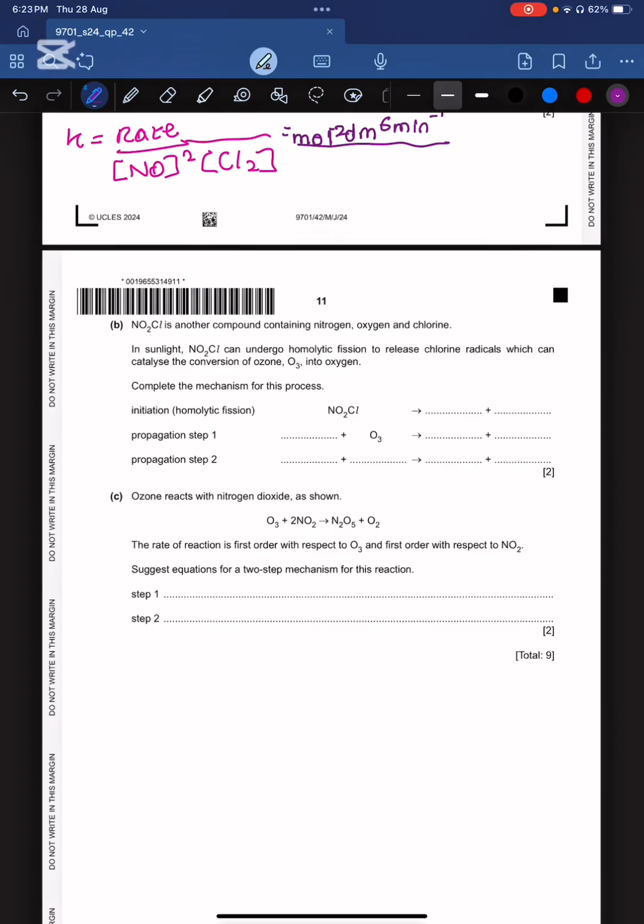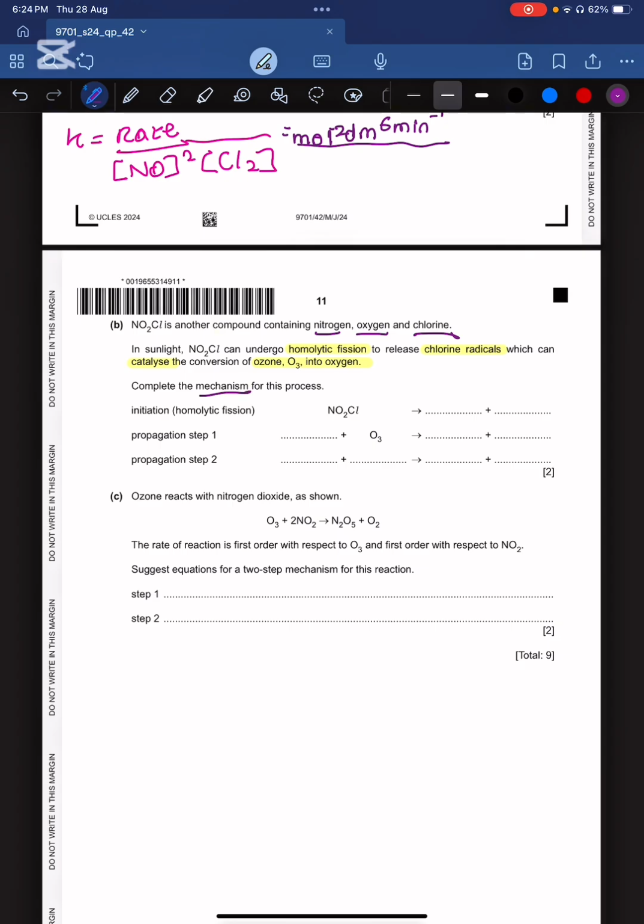The next question is: NO2Cl is another compound containing nitrogen, oxygen, and chlorine. In sunlight, NO2Cl can undergo homolytic fission to release chlorine radicals, which can catalyze the conversion of O3 into oxygen. A lot of information here. Complete the mechanism for this process.